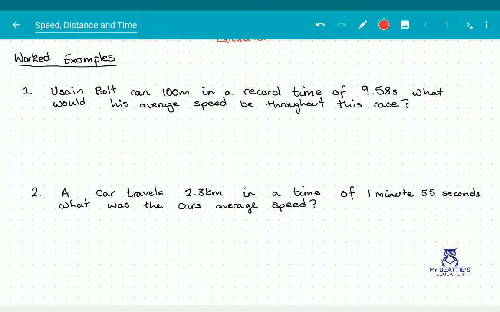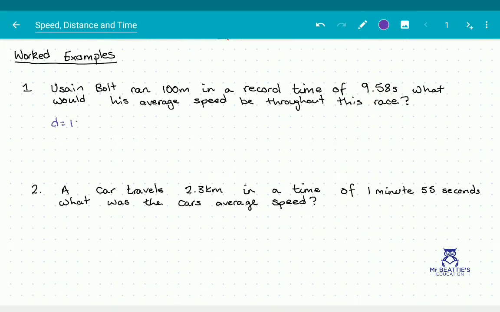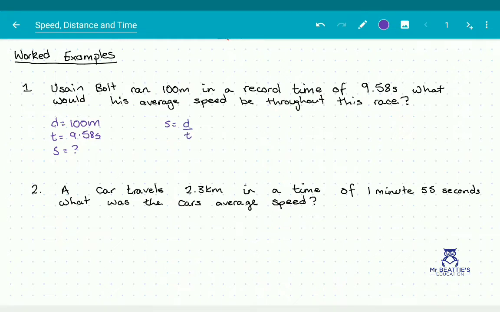And it's very simple. Step 1, you write down what you know. So from our question, we know that Usain Bolt ran a distance of 100 meters in a time of 9.58 seconds, and then it says calculate his average speed. So that's us written down what we know. Our next step is we are going to write down our equation, okay, which we've just looked at up there. Speed is equal to distance divided by time.